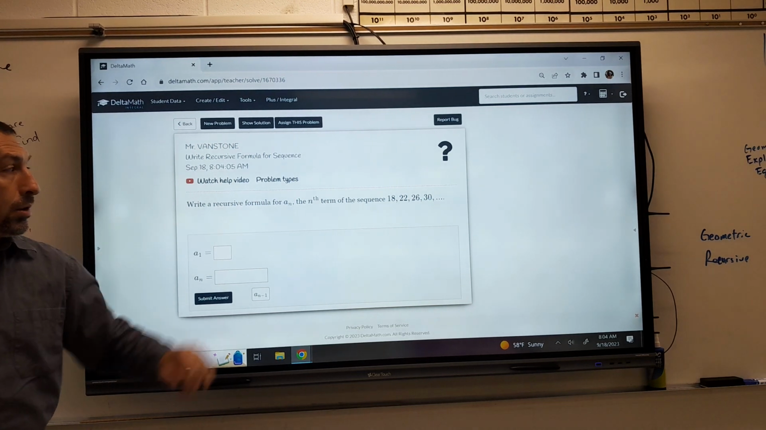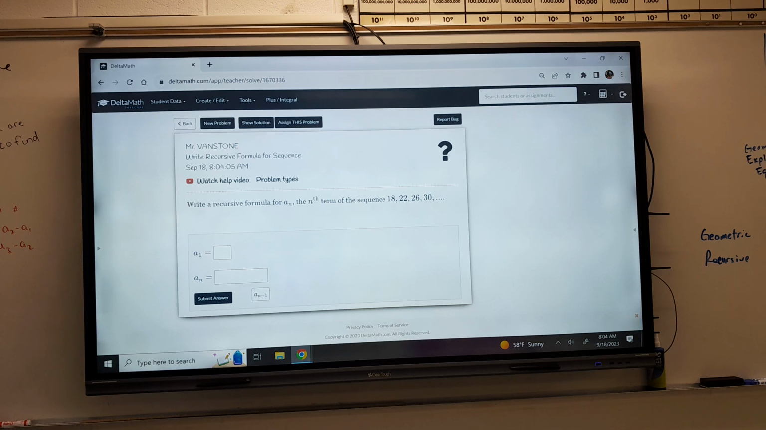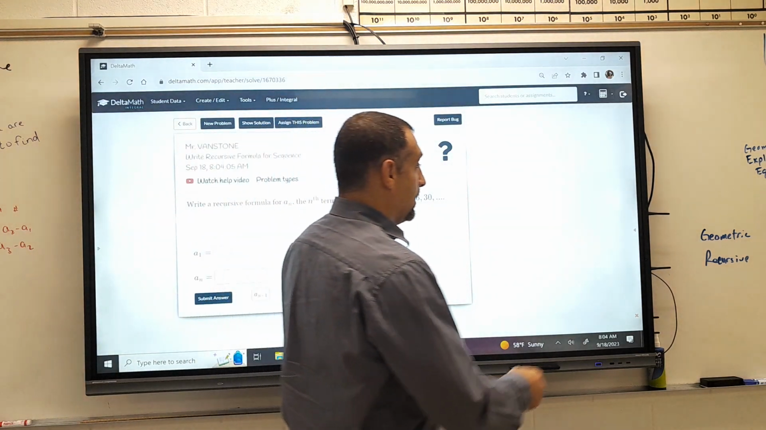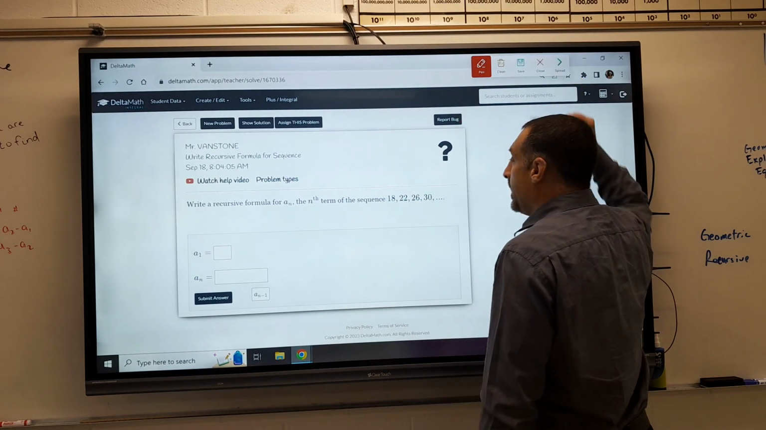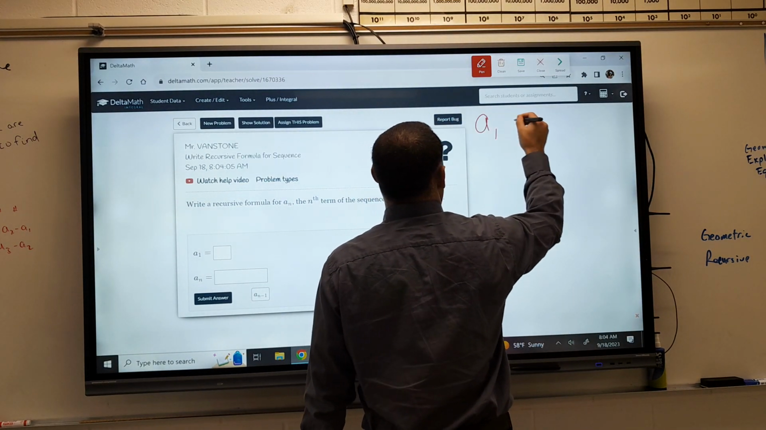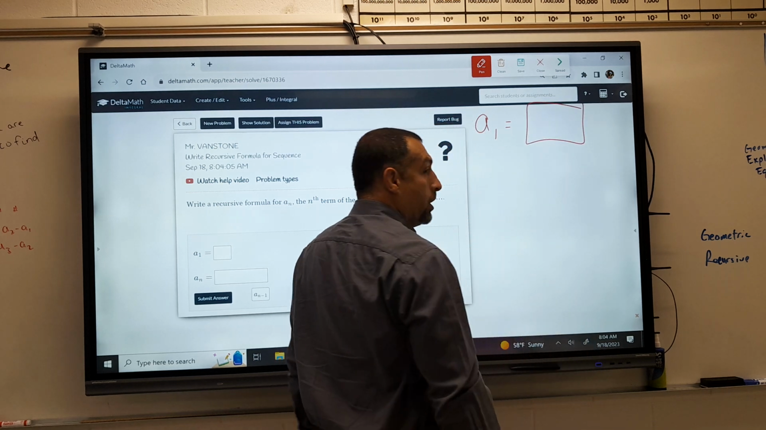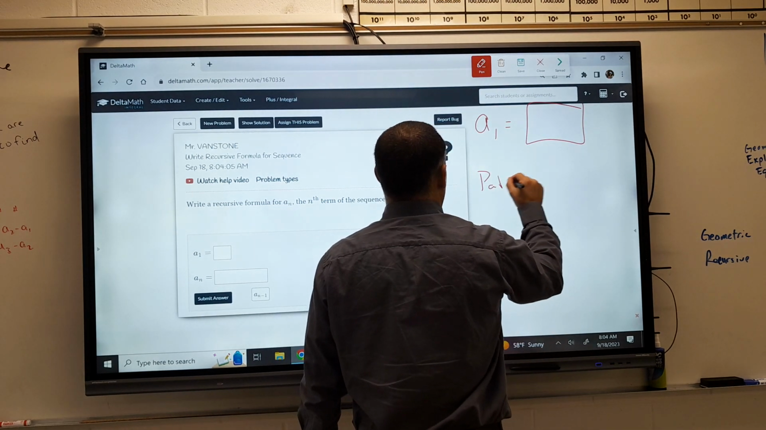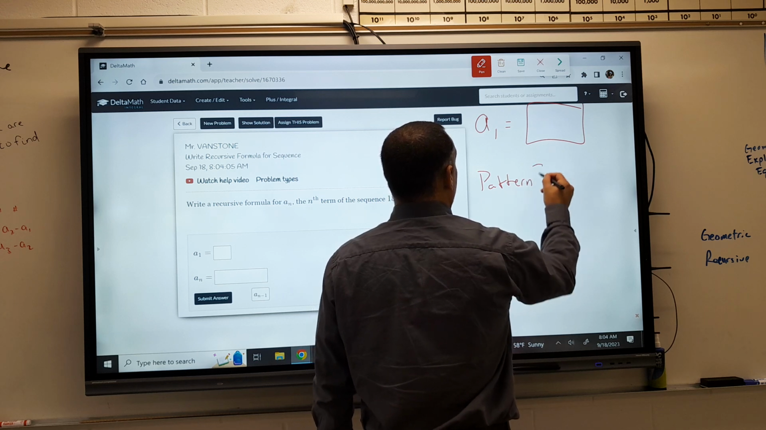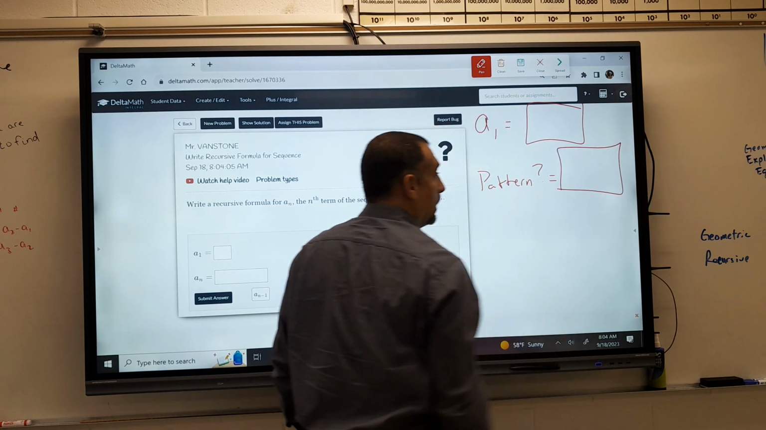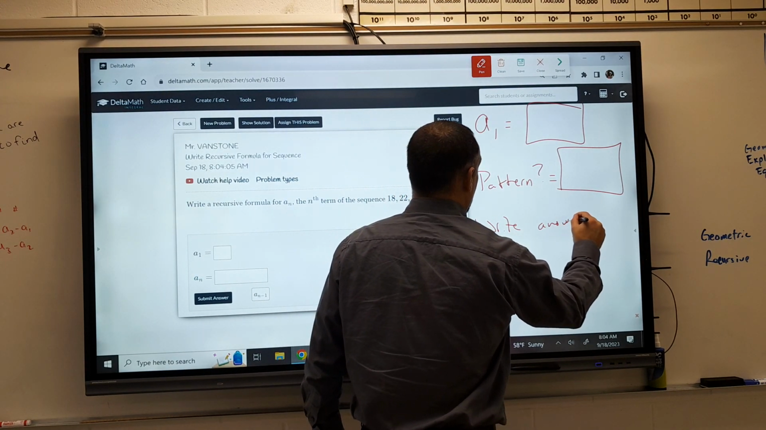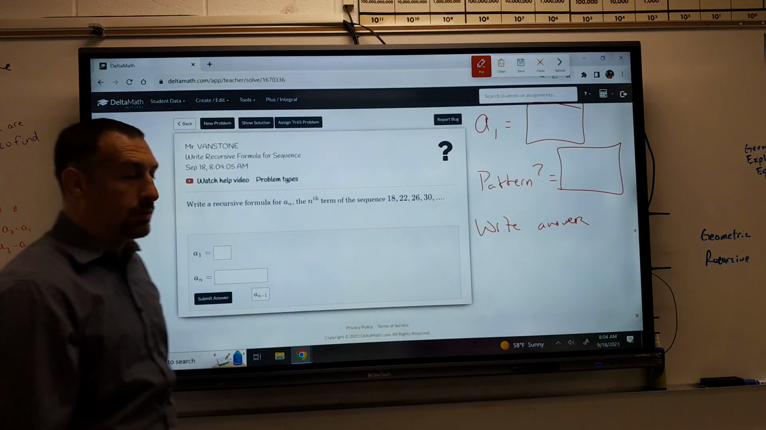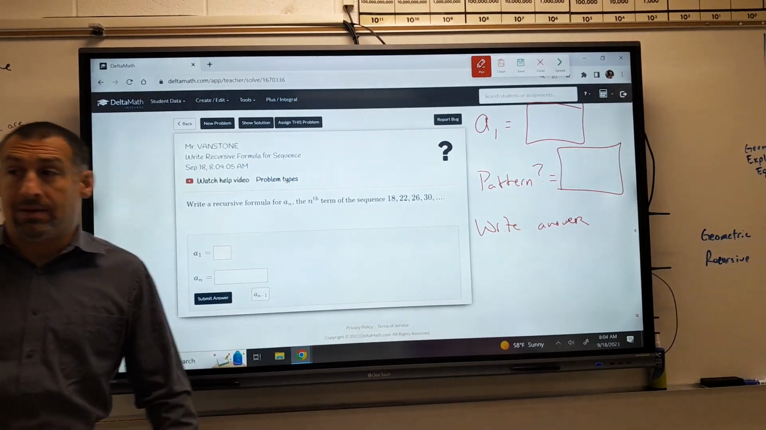Okay, so we're gonna write the recursive formula for this one. I need you to identify the same three things. I see the scrimstone faces. It's not as bad as you think it is. You need to find the first term. That's part of it. You need to find the pattern. And then we just write it. Write the answer. Write the equation. It's not nearly as complicated as you think. This might be even easier.